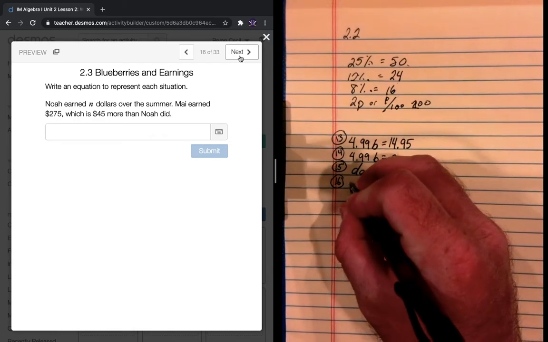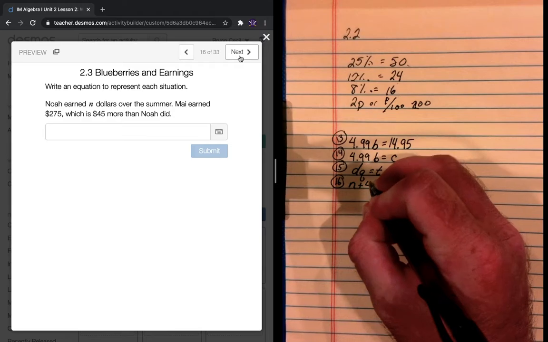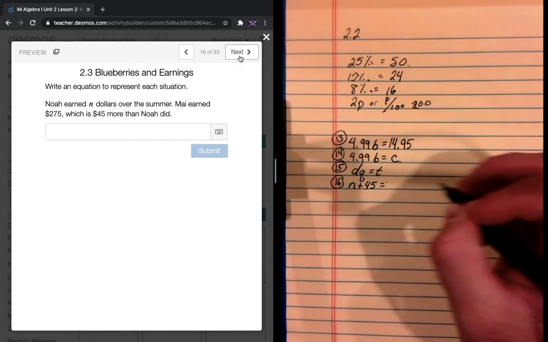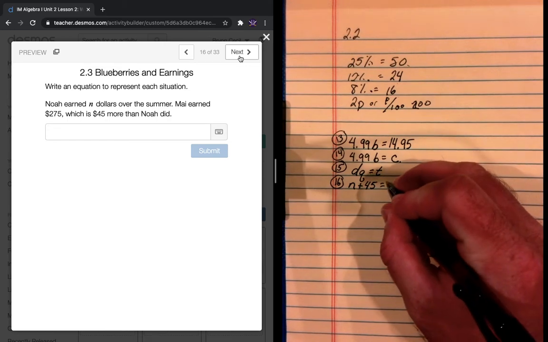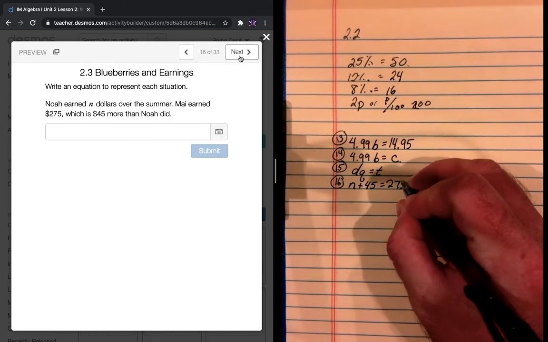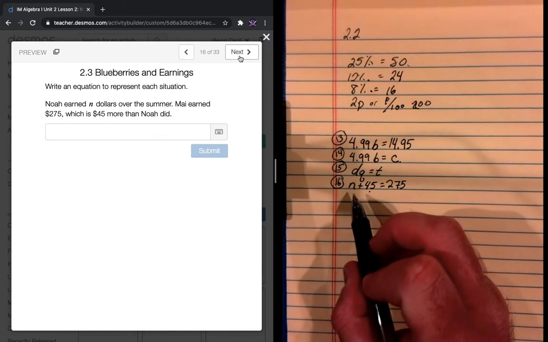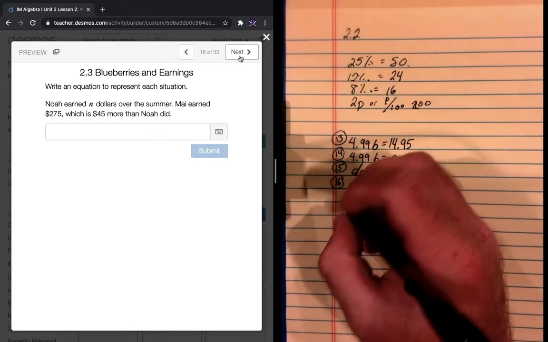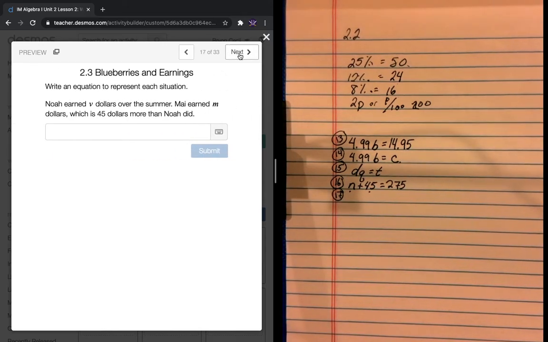So I'm going to take Noah, which is N. I'm going to add the 45 because she's more than that, to get what Maya makes. Do we know what Maya makes? Yes, 275. Okay, 45 more than Noah. All right, let's go to 17.